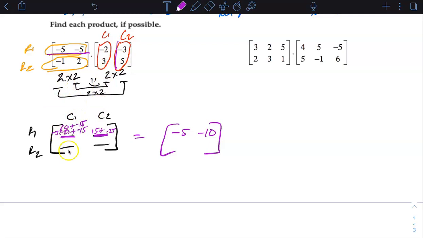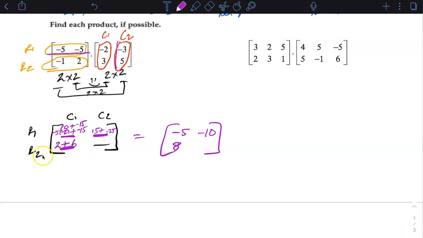Okay, then we move on to the bottom one here. Row 2, column 1. So again, multiply the first pair, so that's 2, plus multiply the second pair. 2 times 3 is 6. So I get 8.